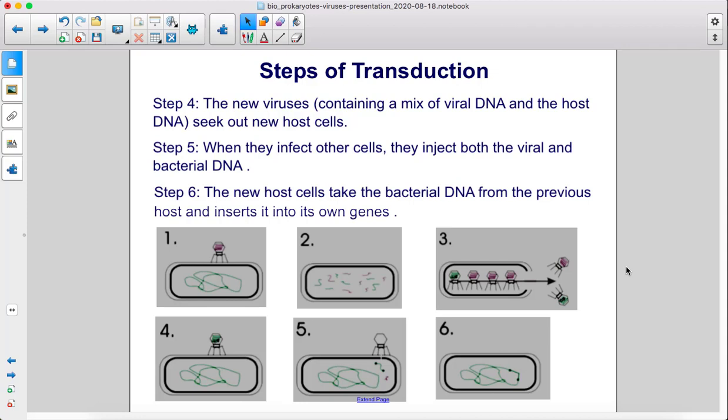Step 5. When they infect other cells, they inject both the viral and bacterial DNA. Step 6. The new host cells take the bacterial DNA from the previous host and insert it into their own genes.